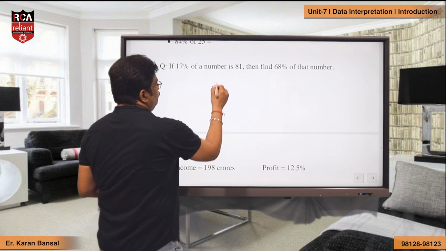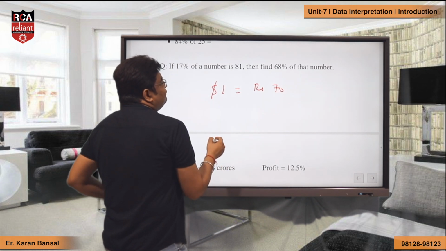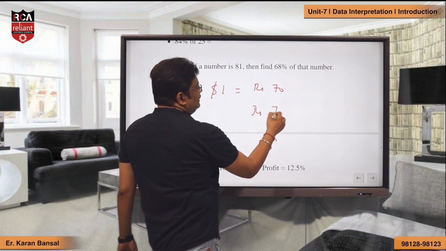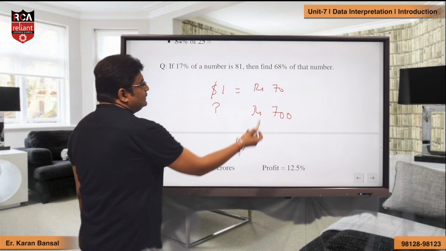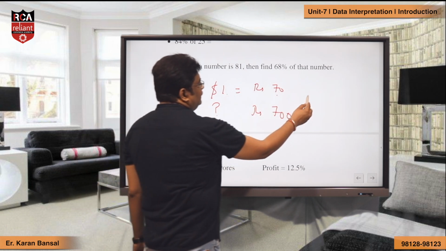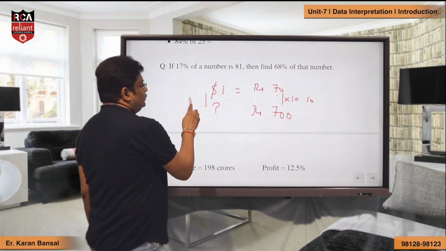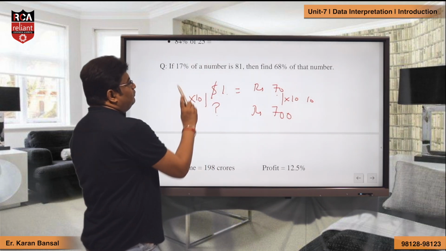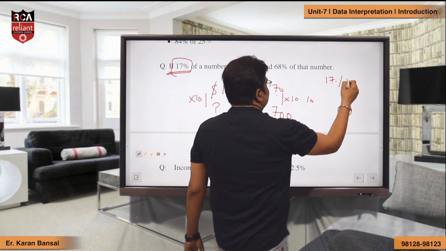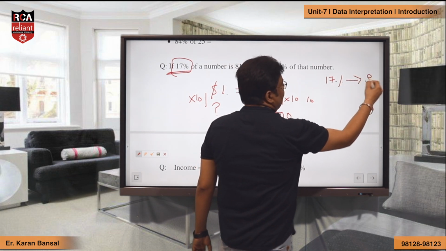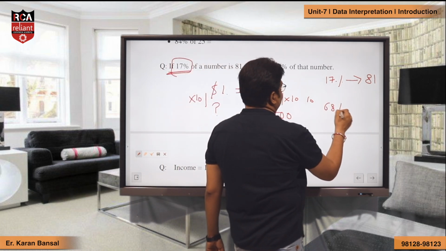If I tell you that $1 is, let's say, 70 rupees, and to make 700 rupees, how many dollars do I need? You'll simply see that 70 is 1, so for 700 I'll require 10. Basically this got multiplied by 10, so I need $10, right? So the same calculation applies here. I'll take 17% as 1 unit. So basically I'll say that 17% is 81, and I have to find 68%.